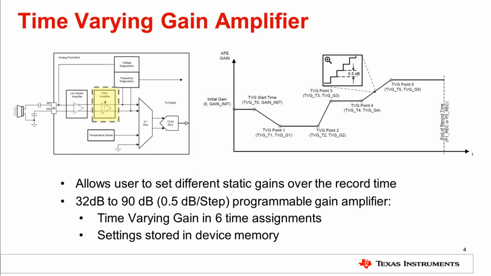The final gain setting of TVG.5 will be kept constant until the end of the echo record time. A linear interpolation scheme is used to calculate gain between two TVG points. The TVG gain resolution is 0.5 dB typically.